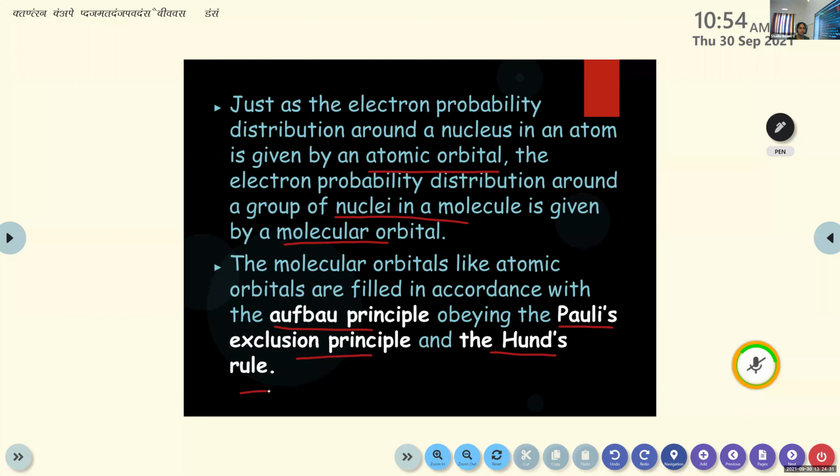It means that no two electrons can have the same value of quantum numbers. Okay, no two electrons can have the same value of 4 quantum numbers. Then the Hund's rule, only after the singly occupying electrons, the doubly occupied electrons will be there. Okay, that is Hund's rule. So the atomic orbitals are following these 3 rules: Pauli's exclusion, Aufbau, Hund's rule. Similarly, the molecular orbitals also follow the same rules: Aufbau principle, Pauli's exclusion principle, then Hund's rule.